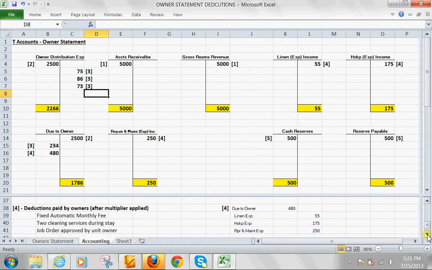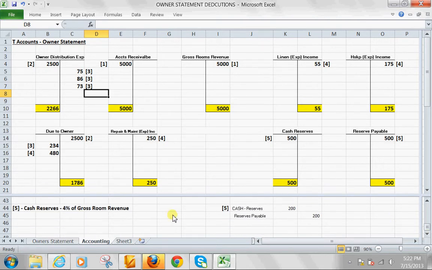Four, deductions paid by owners after that multiplier is applied. So now your due to owner would be debited by 480, reduced, and linen expense, housekeeping expense, and repair and maintenance expense would either be recorded as income, or usually what I do is I just reduce the expense. So here you see whatever the expense is, we apply a credit to 55 to linen expense, to housekeeping expense, and to repair and maintenance expense.